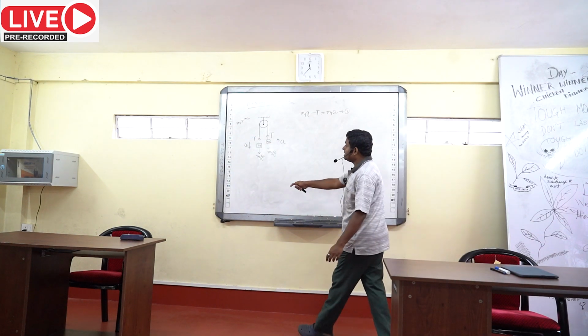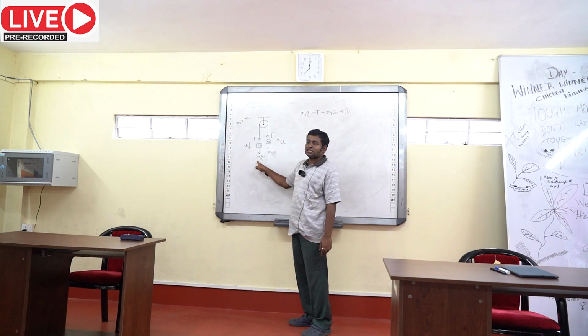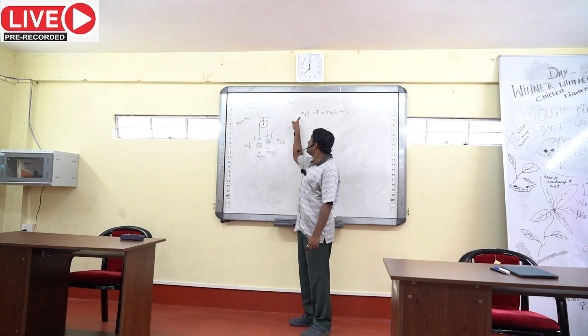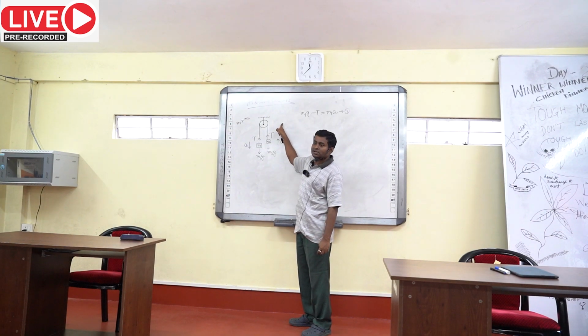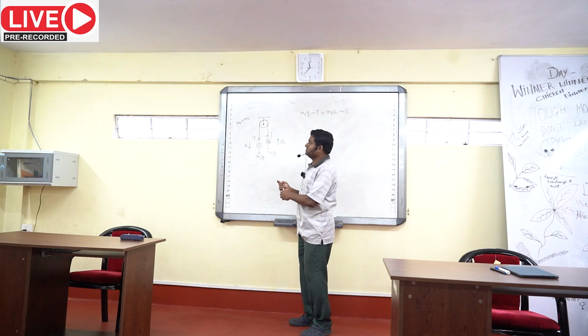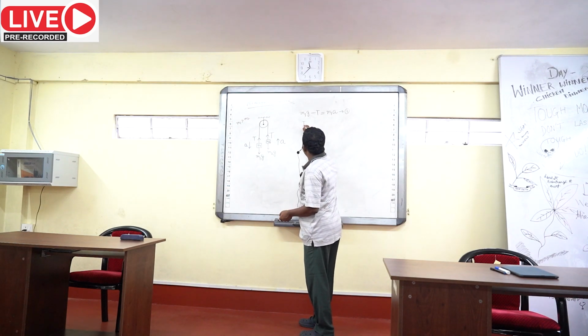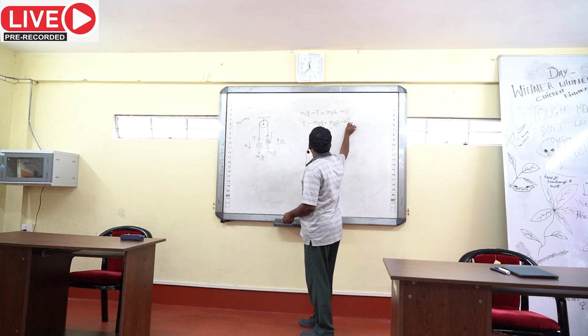So previously acceleration was in the downward direction, so downward force is greater than upward force. So we write M1G minus T. Now acceleration is upward. So which force is greater? So the resultant force will be T minus F. This should be M2 into A. Now your equation is complete.